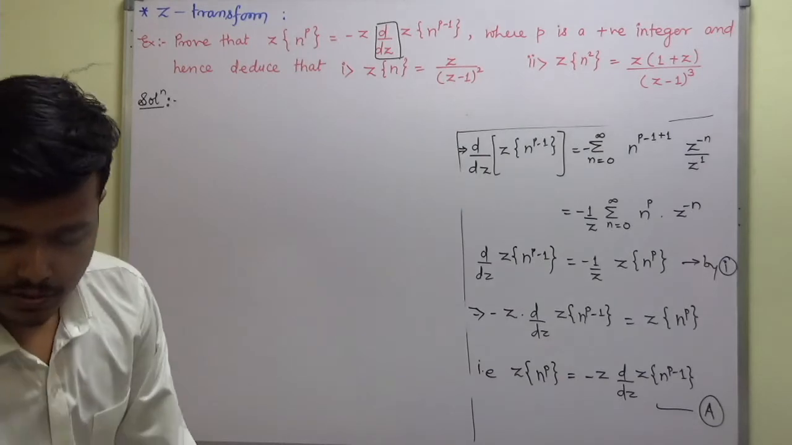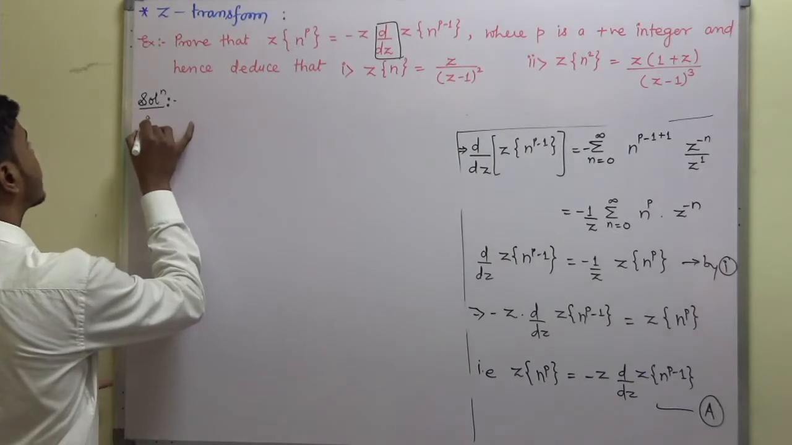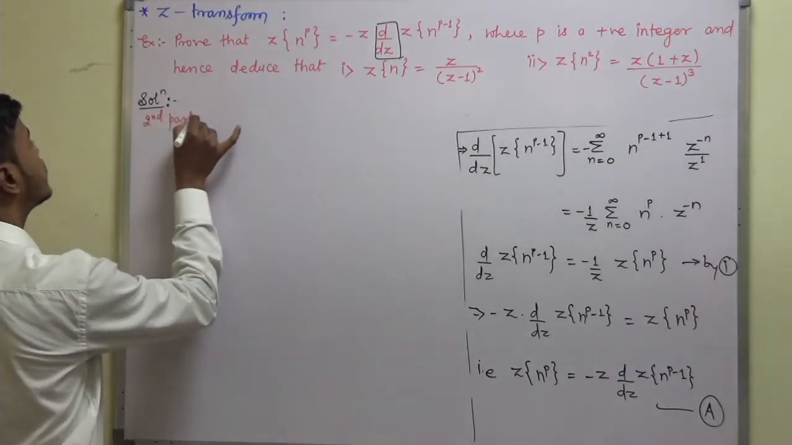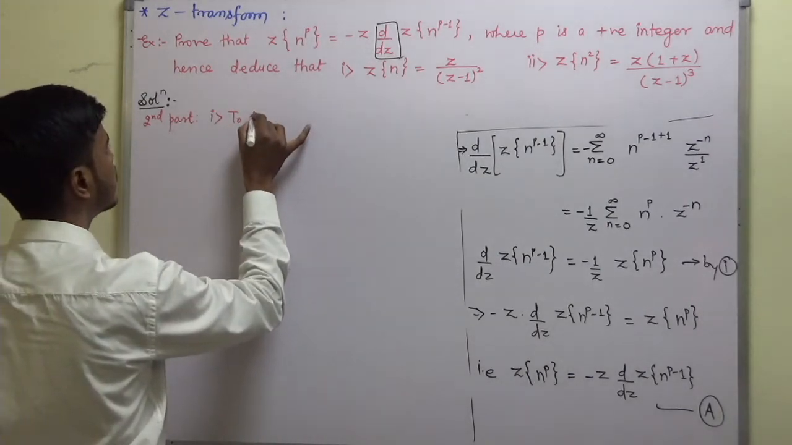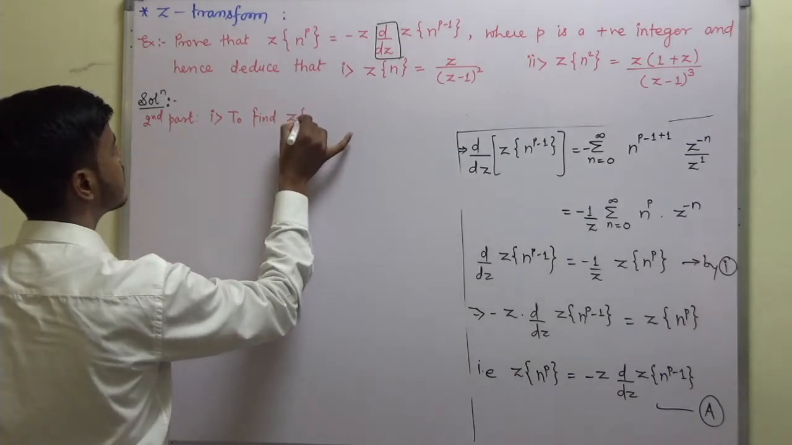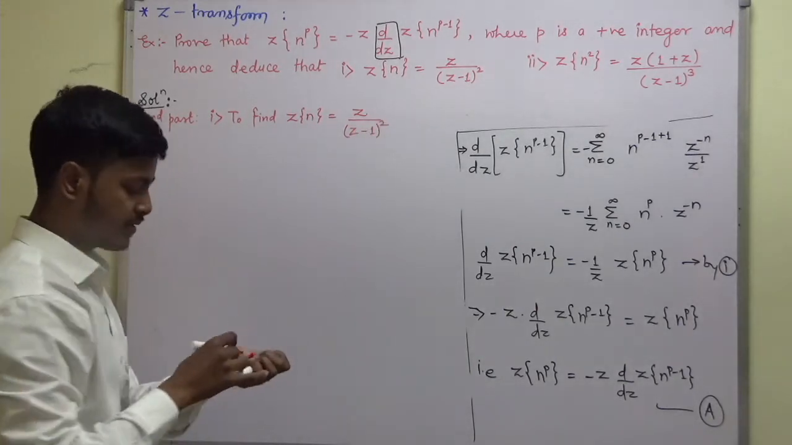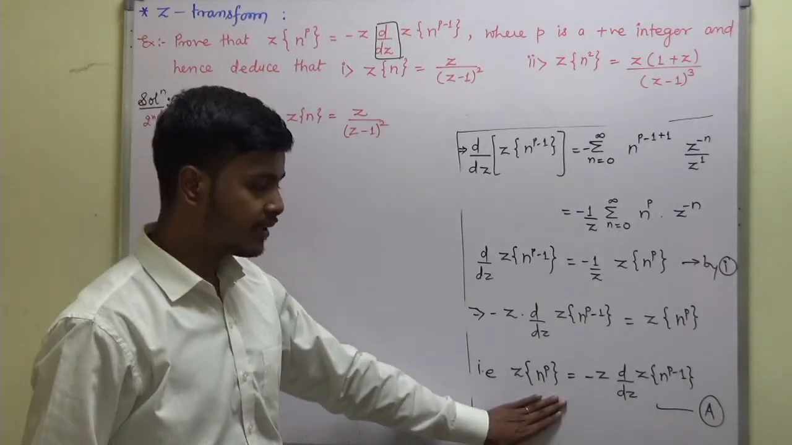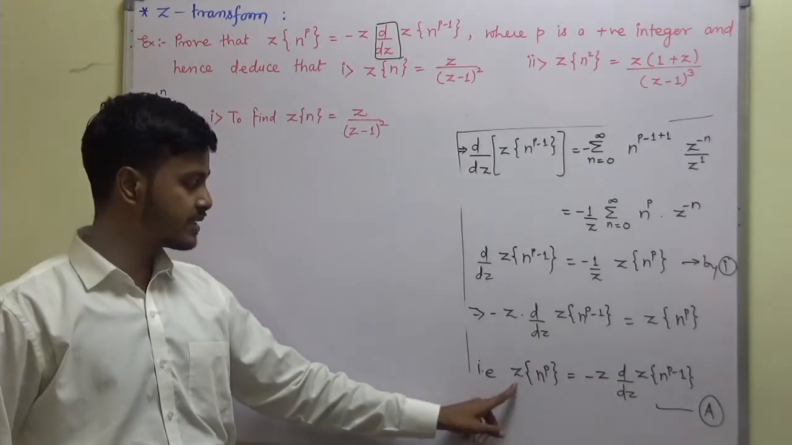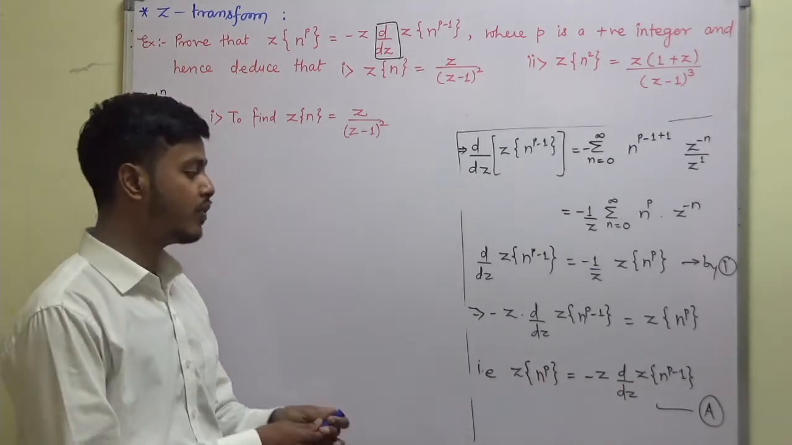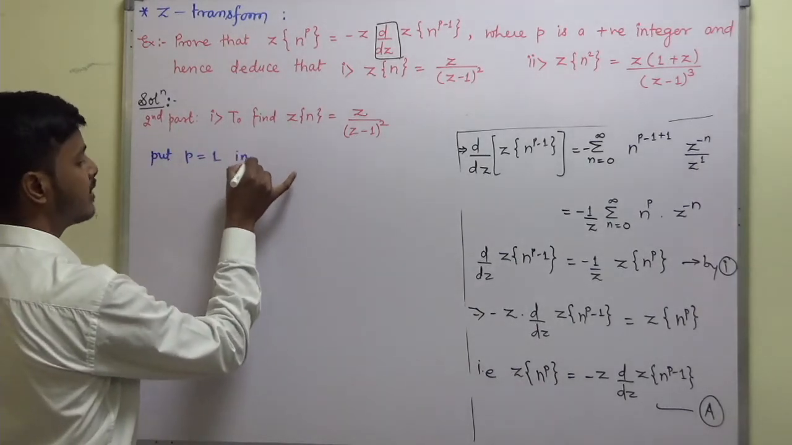So see the second part now. In the second part, I am going to prove the first one, to find z transform of n is equal to z upon z minus 1 whole square. Okay, we have this result and we have to find out this result. So what we need to do, this is z transform of n power p, this is z transform of 1, so we can put p is equal to 1 in equation A.